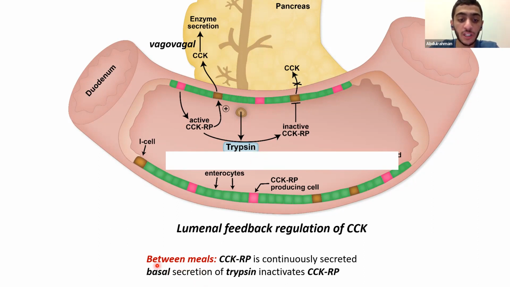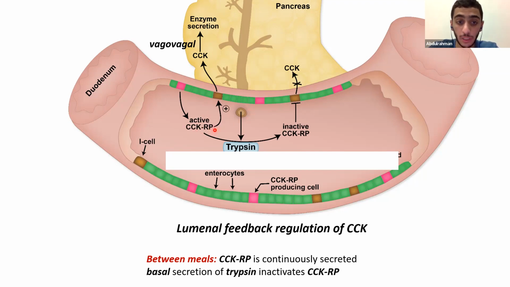You're in the period between meals, so there are no proteins to bind the trypsin. So the trypsin has nothing to do here. It's just roaming around freely in the duodenum. What happens is that it finds something known as CCK-RP, which is basically a stimulus protein that drives CCK to be released from the I cells to activate the pancreatic enzymes.